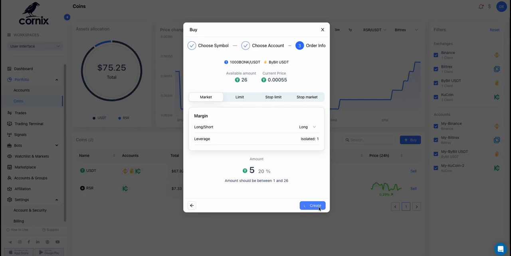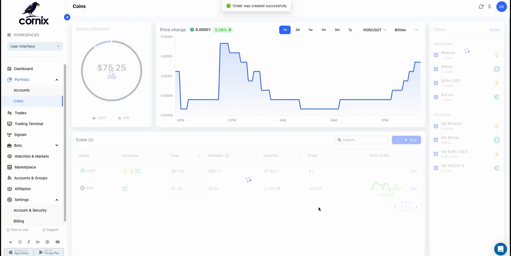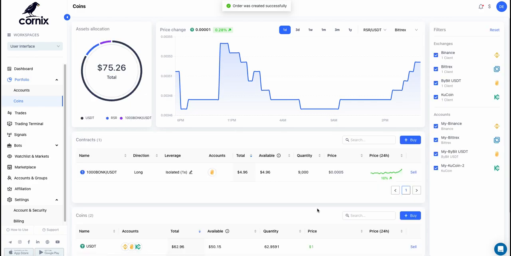We hope this helped clarify what a market order is, its advantages, the potential risk of slippage, and how to create it through the Cornix web application.